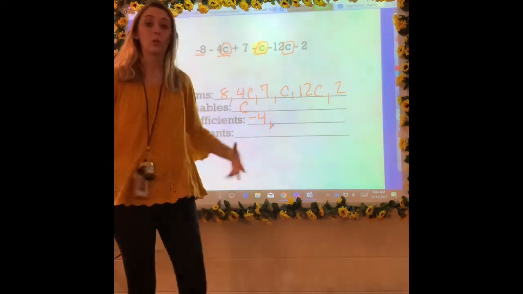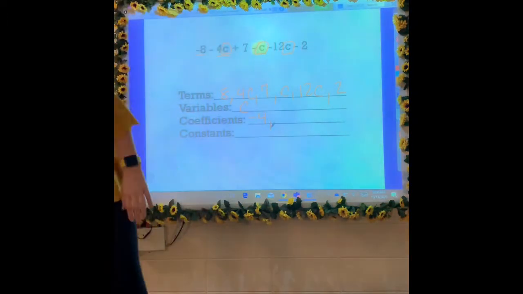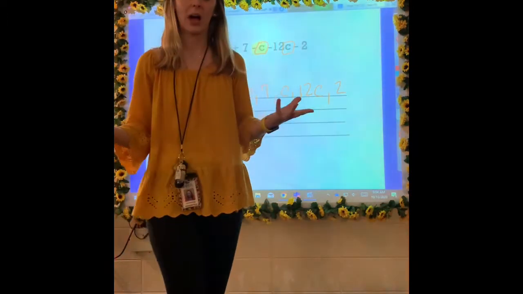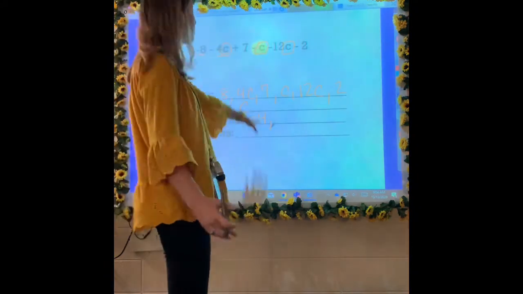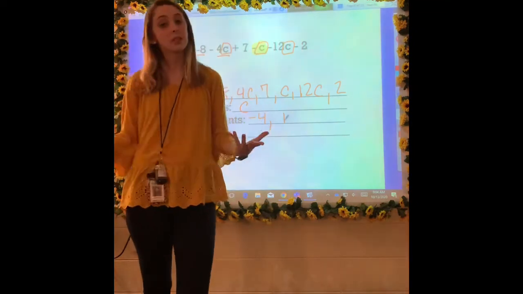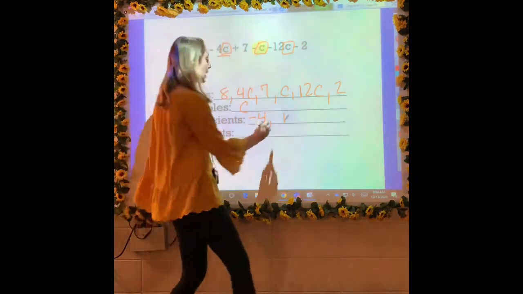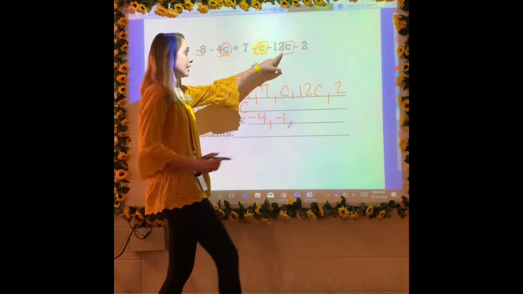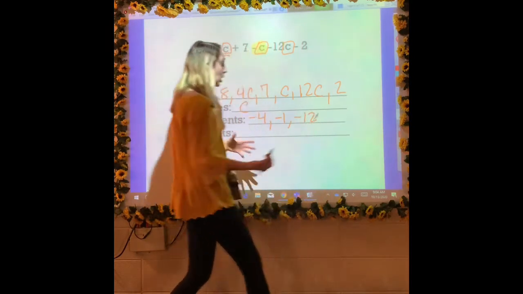All right, C, what's that coefficient? Okay, you have a little note on it that says, what does this coefficient variable have of? Well, we just did one in the previous example. Remember, we know it's a 1 because if it's not stated, we assume it's a 1. And it also has that negative sign, so it'd be a -1. And then a -12. So those are our coefficients.